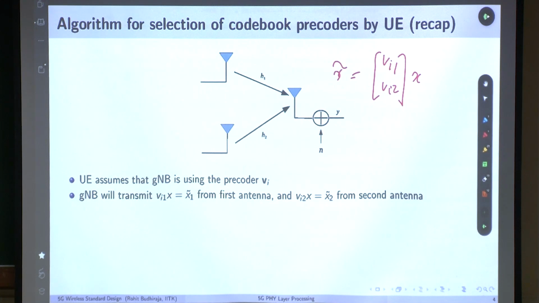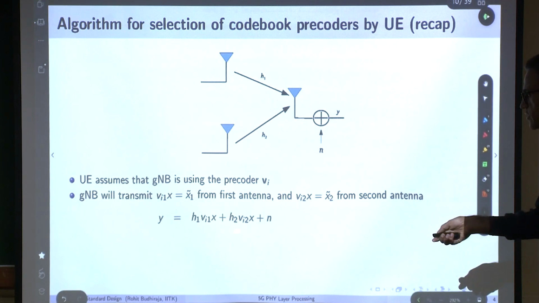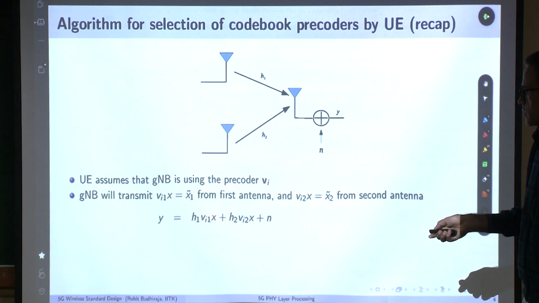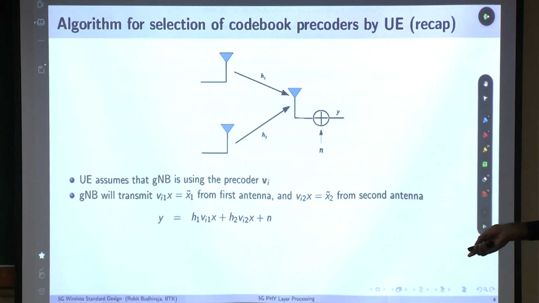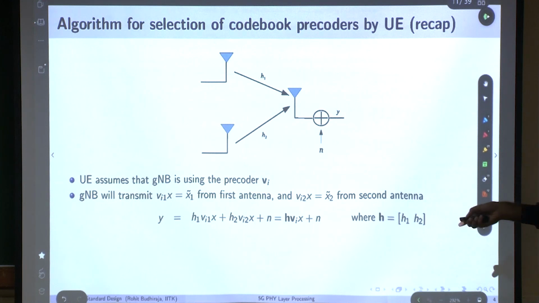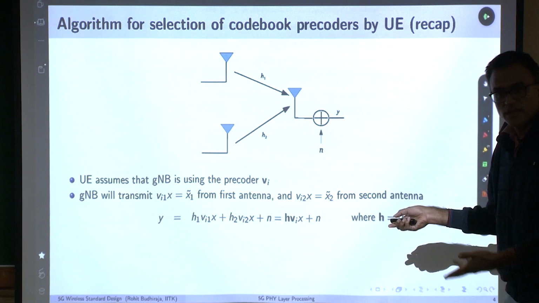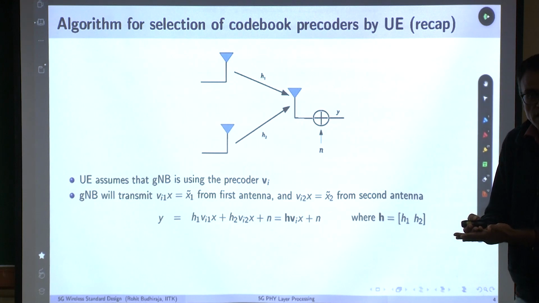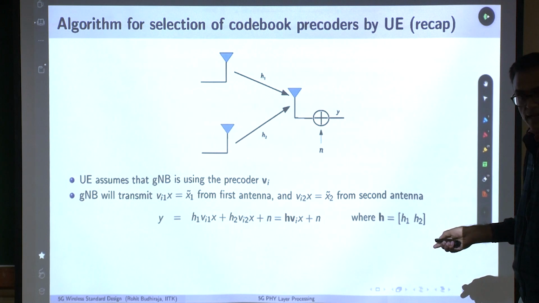This is what is being transmitted, and so this is from the first antenna, this is from the second antenna, and the received signal is this thing, correct? This is the signal from the first antenna multiplied with the channel from the first antenna, similarly from the second antenna, and the noise, right? And so this is what the user is assuming, that's how the signal will be transmitted, and it knows this channel, okay?